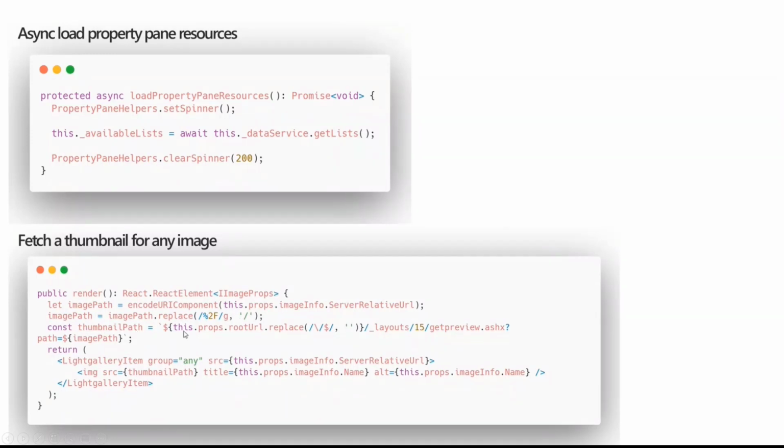And then I create a thumbnail path by taking the root URL of my site collection, replace the ending with nothing, so I can trim off the end slash. And then I do layouts 15 get preview ASHX, and then pass in the image path. And this gives me a thumbnail path that I can use in my Lightbox gallery item. So this makes my image load very quickly on screen.